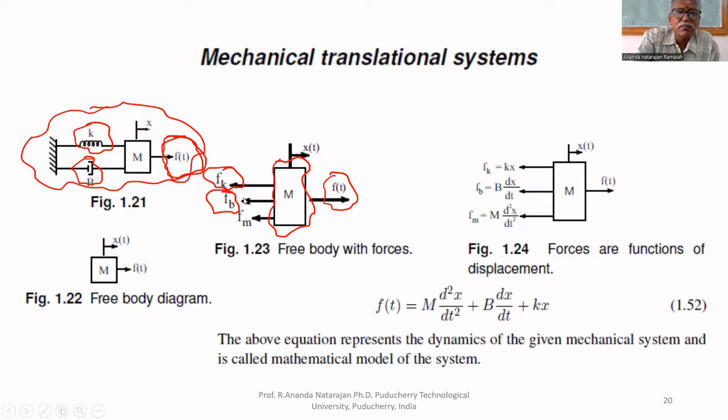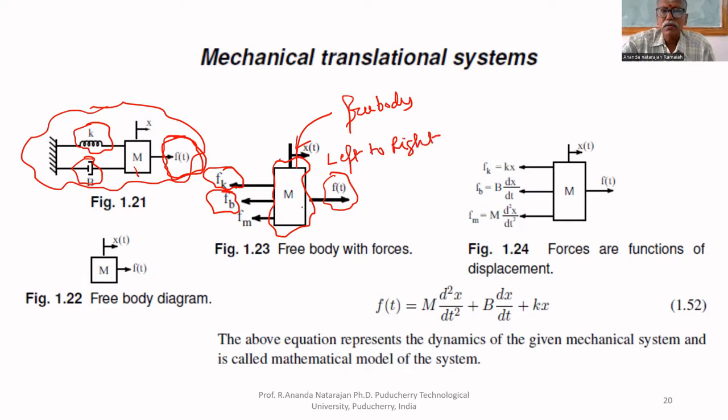In that free body diagram, this M is taken as the free body. In that, the applied force we have to mark, that is from left to right. Then what are the reactions? Because of this force only, there are reaction forces because of spring, dashpot, and mass. The first one is Fk because of spring. The second one is Fb because of dashpot. The third one is because of mass, there is a reaction force M.